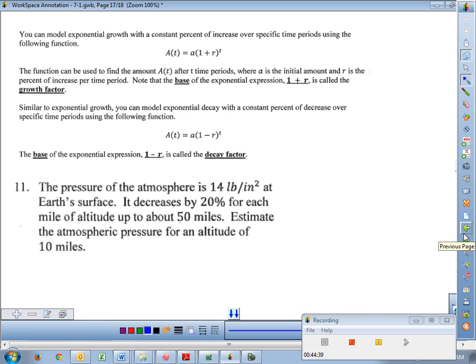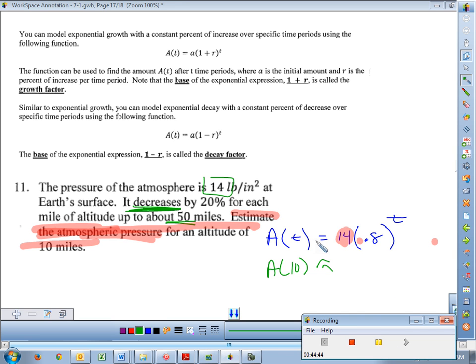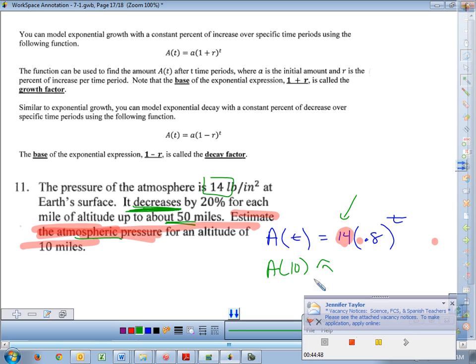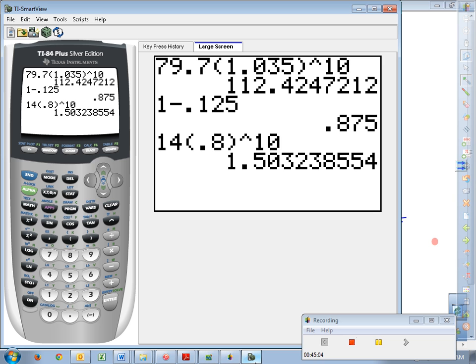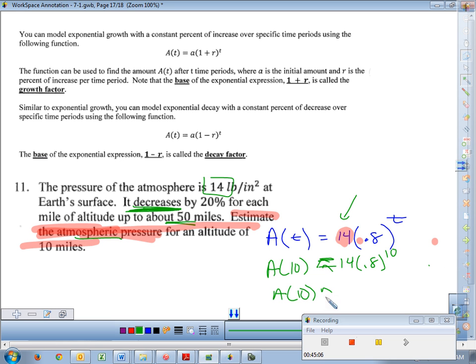Set it up. So here's our formula, right? Since they ask about atmospheric pressure, that's why 14 goes here, because that's our starting atmospheric pressure. This formula will now tell us about atmospheric pressure. Put 10 in, and it is equal to 14 times 0.8 to the 10th. A of 10 is about, to the nearest tenth, 1.5 what? Pounds per square inch. Awesome.